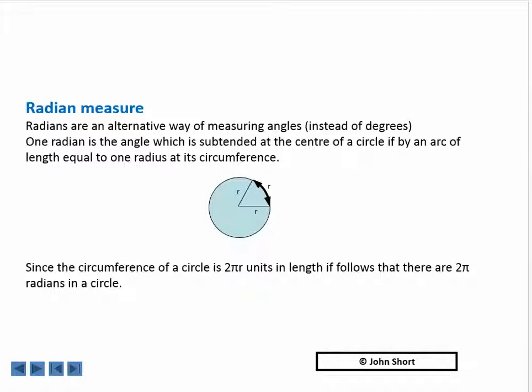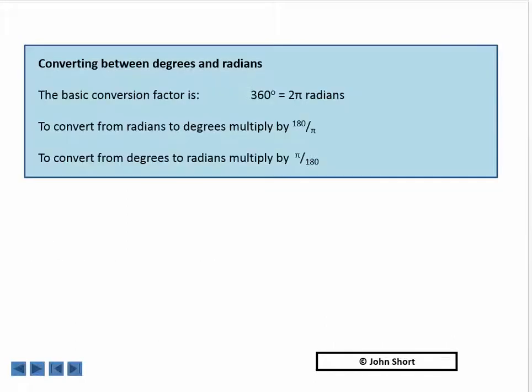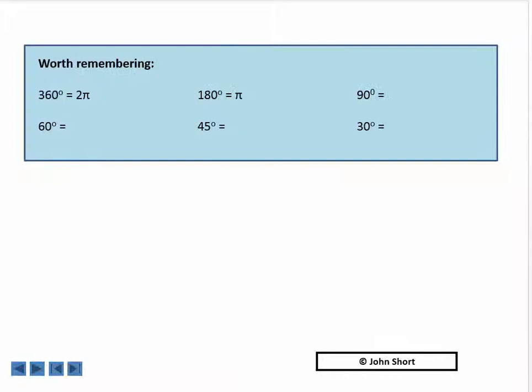The radian is the angle subtended at the centre of the circle by an arc of length equal to 1 radius. So instead of saying there's 360 degrees, we'll say there's 2 pi radians in a circle. We've got to know how to convert from radians to degrees, multiplying by 180 over pi, and we do the inverse to convert from degrees to radians. You will be required to show pen and paper methods for this, but also get used to using your calculator.